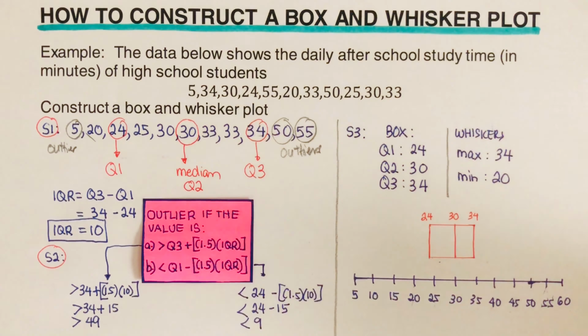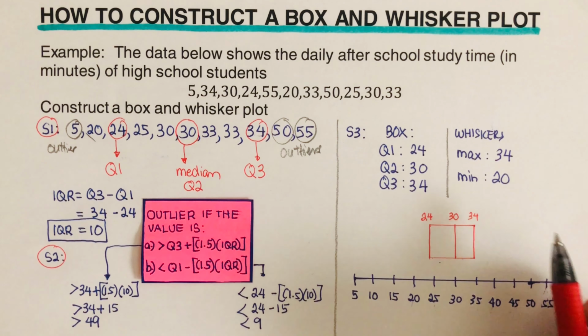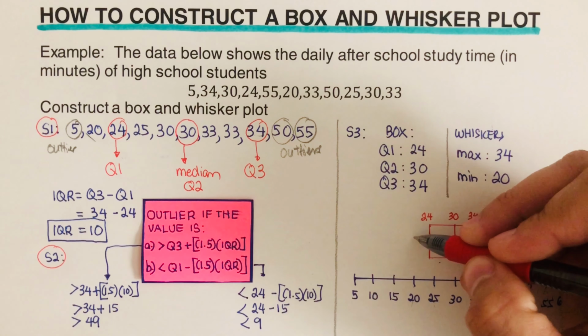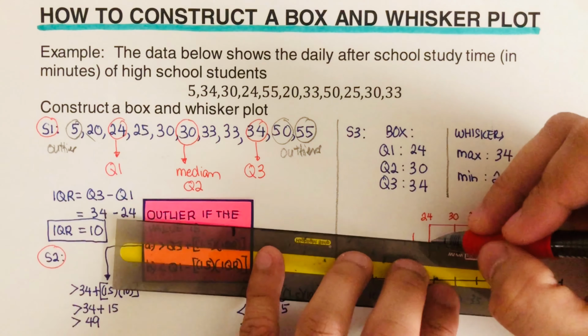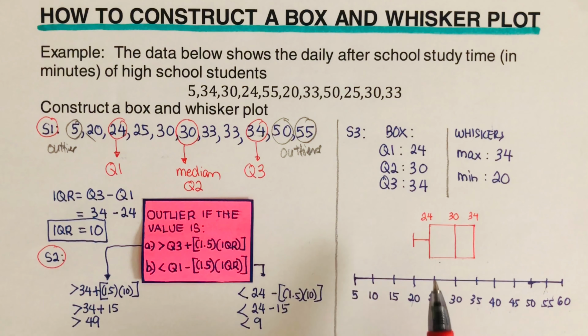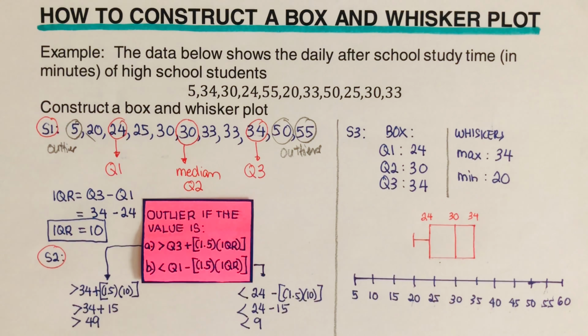Now let's create the two whiskers on both ends. So the max is 34. It so happened that the max here and the Q3 are a match. So we don't have a whisker on the other side. But on the other side, the minimum is at 20. So I go ahead and draw another vertical line right here. And then connect it. So this is our whisker. So in this case right here, we only have one whisker on the left side since the 34, the max, and the Q3 are a match.